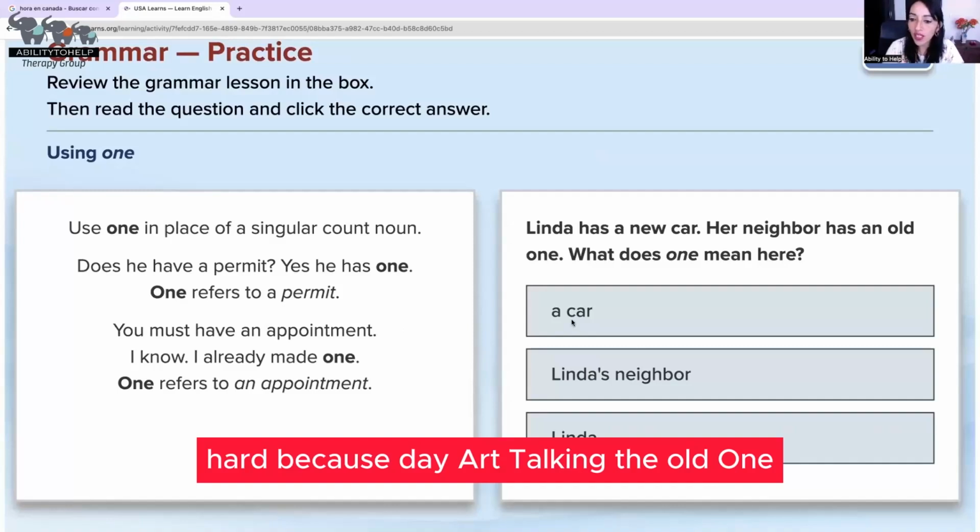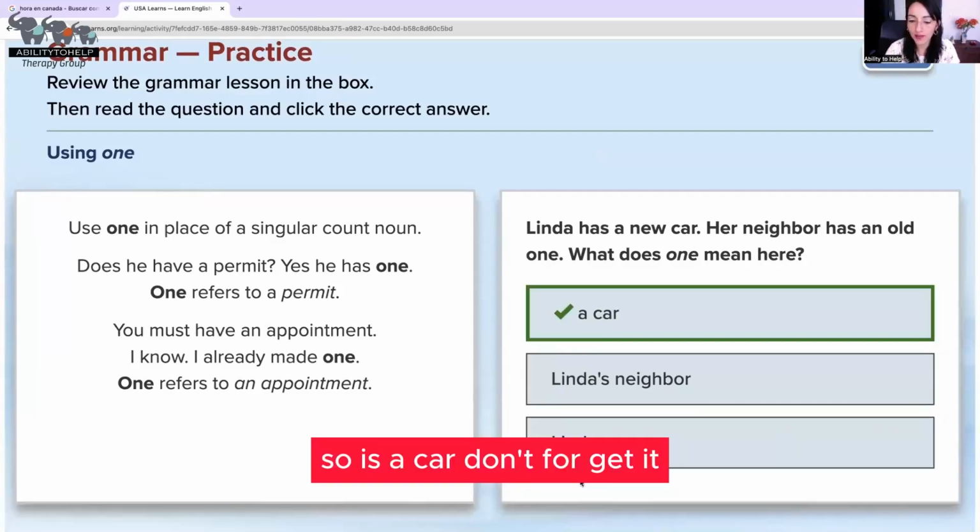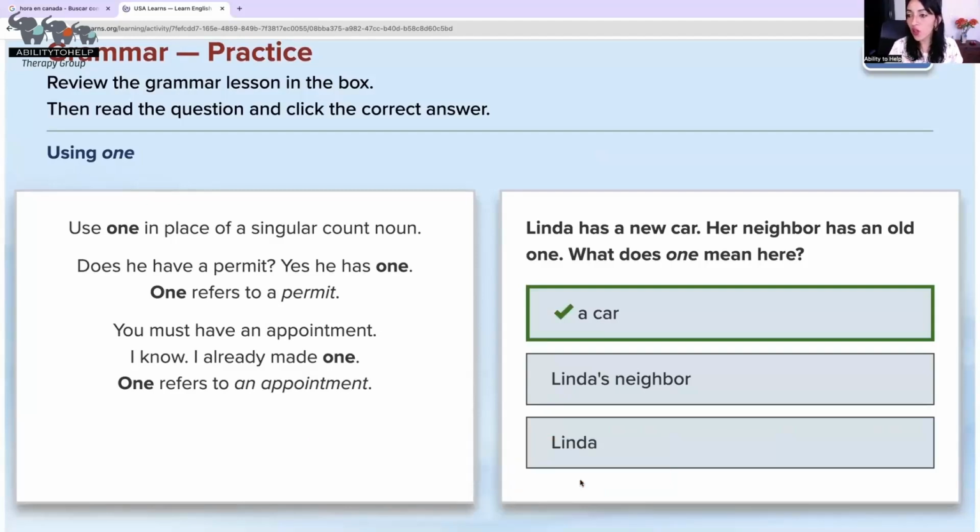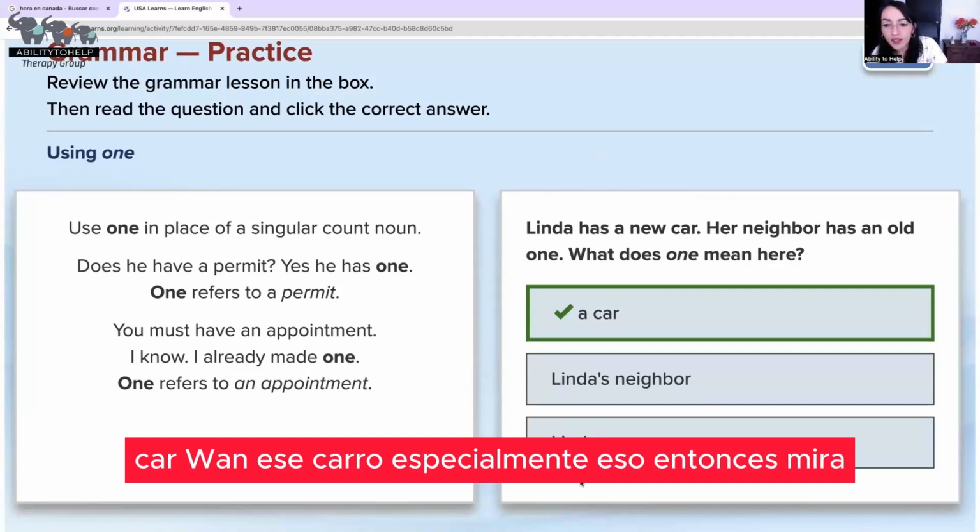Because they are talking about the old one. So it's a car. Don't forget it. You could add the word one when you are talking about that thing, just that. For example, can you see the car one? Ese carro, especialmente eso.